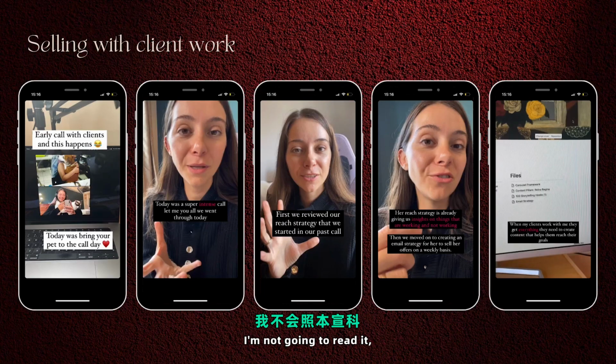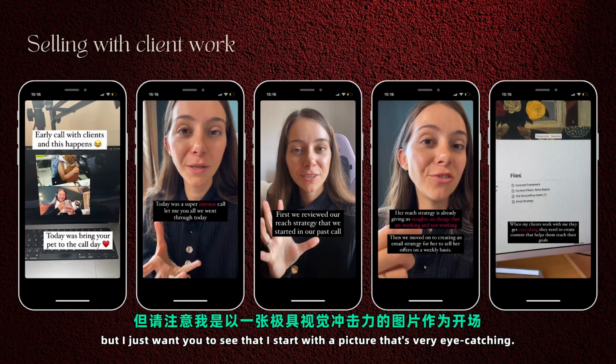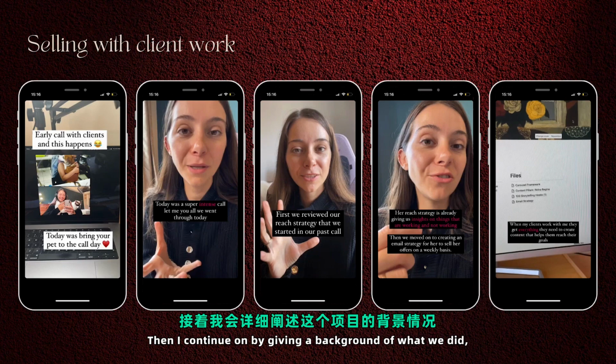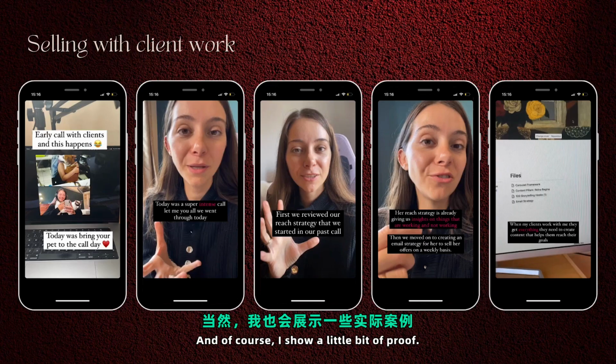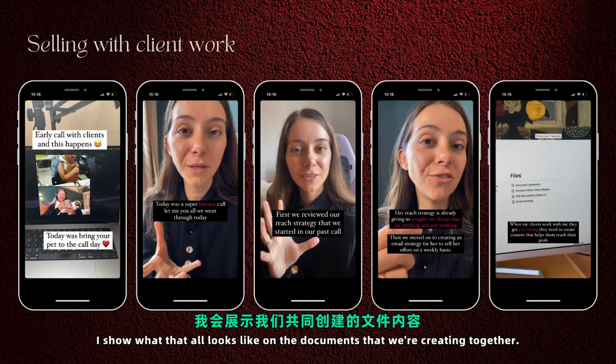I'm not going to read it, but I just want you to see that I start with a picture that's very eye-catching. Then I continue on by giving a background of what we did, how the day went, and then I continue by talking a little bit about the results we're already getting. And of course, I show a little bit of proof. I show what that all looks like on the document that we're creating together.